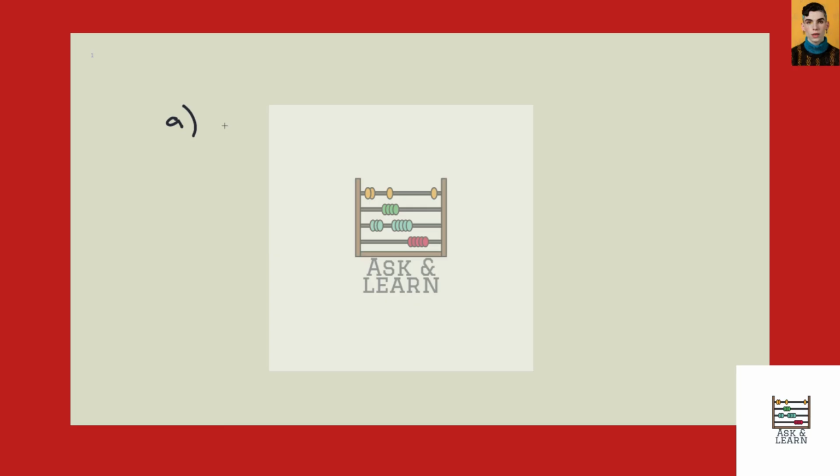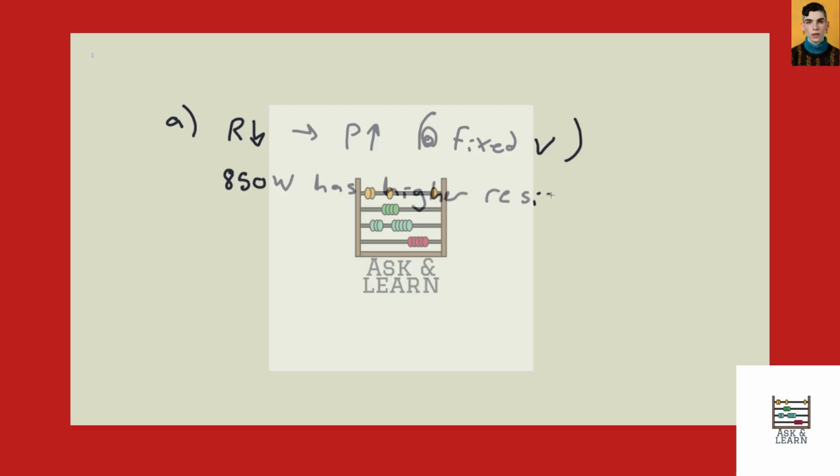So if you watched my last few videos, you remember that we saw that a lower resistance gave a higher power. This is assuming that we have a fixed voltage. So we're going to go ahead and make a guess that the 850 watt setting should have a higher resistance. But to be sure, we're going to go ahead and calculate it.